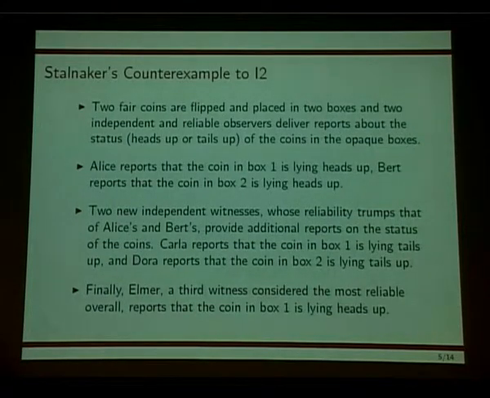Then you have two new witnesses, Carla and Dora. Carla says that the coin in box 1, no, it's actually tails. And Dora reports that the coin in box 2, no, it's also tails. So the first two observers both say it is heads, and they're different observers, so it's supposed to be independent. Then the next two observers, two new persons again, so more independent observations, both contradict those observations, saying it's both tails.